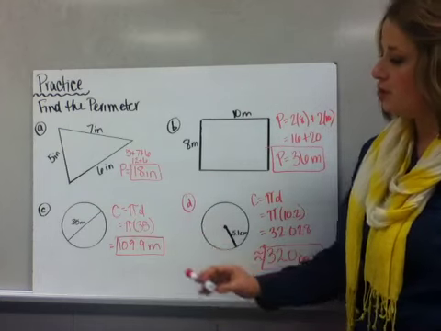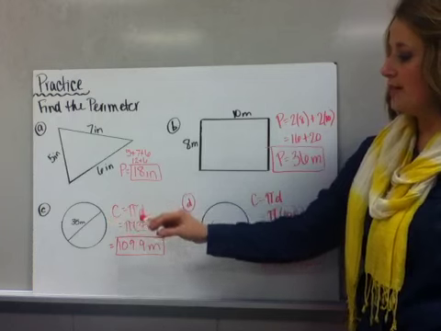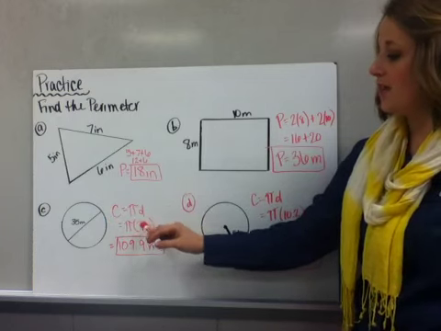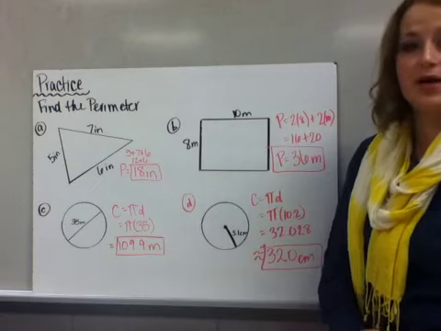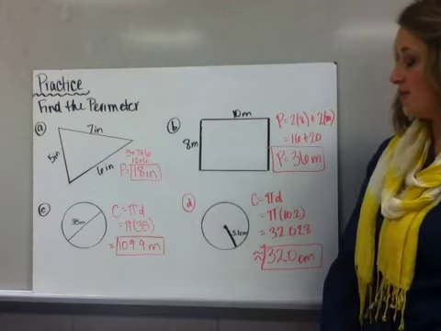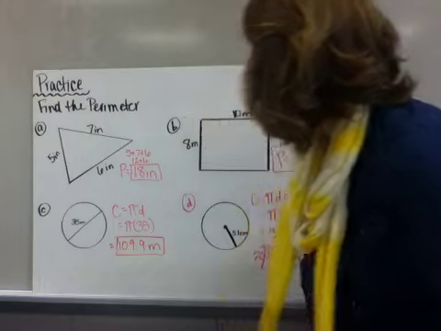C, for my first circle, circumference equals pi times the diameter. I'm given the diameter of 35. Pi times 35 ends up being 109.9 meters. It came out to the nearest tenth, so no need to round on that one.